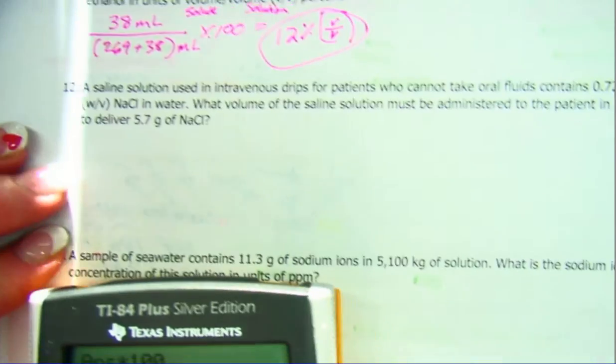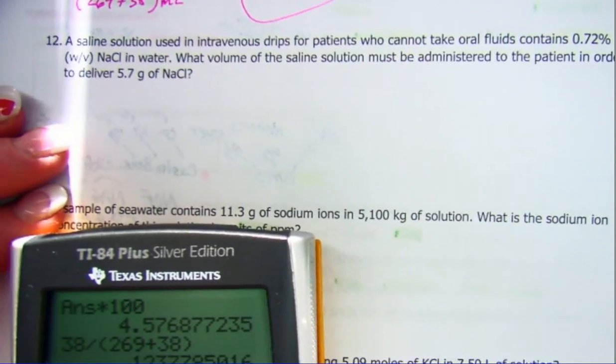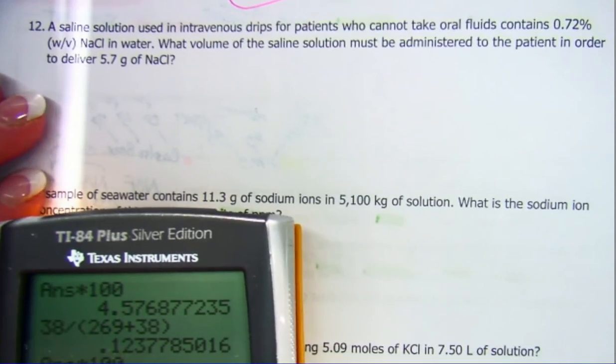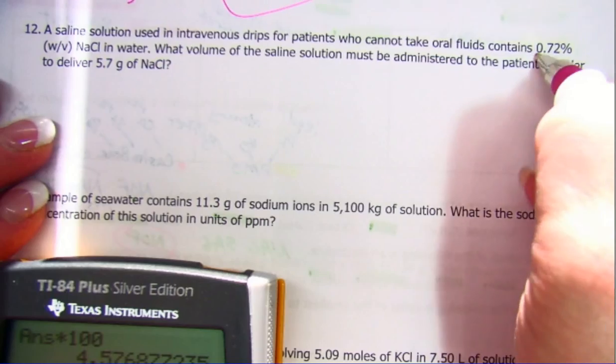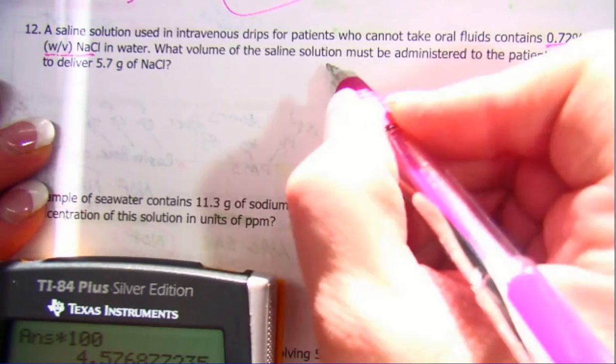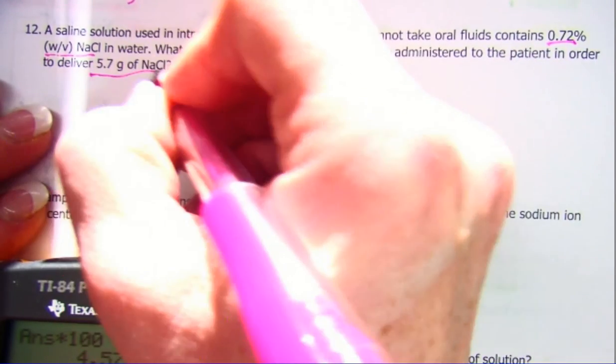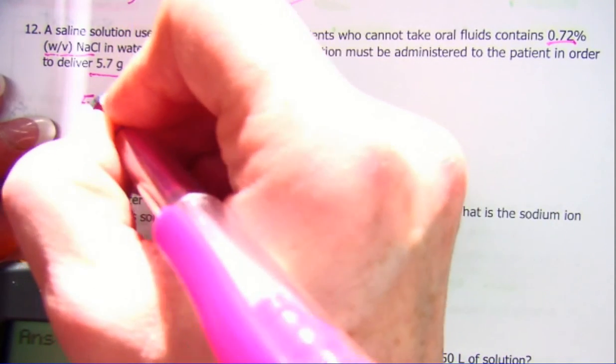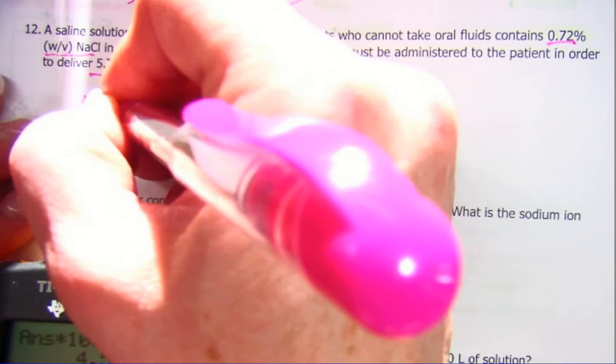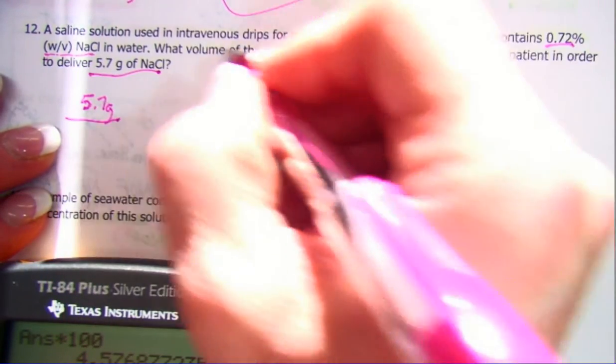Okay, next one. Here we're looking at weight per volume. So on this one we don't need a total volume on the bottom. Here it gives me this, and it gives me this. So where it's weight per volume, I'm going to put my 5.7 grams on the top, divided by, it's wanting me to know what the volume is.